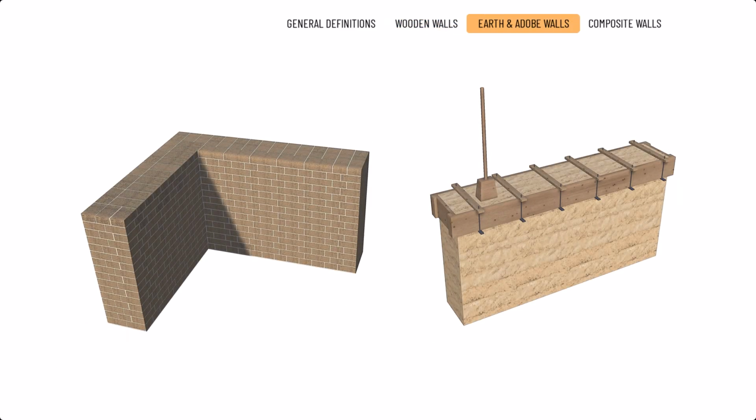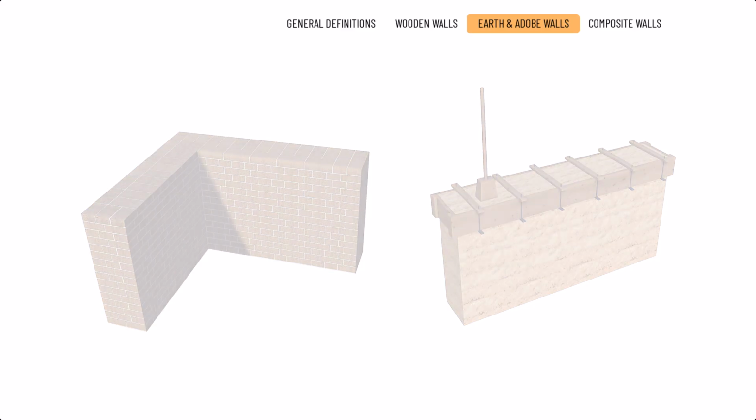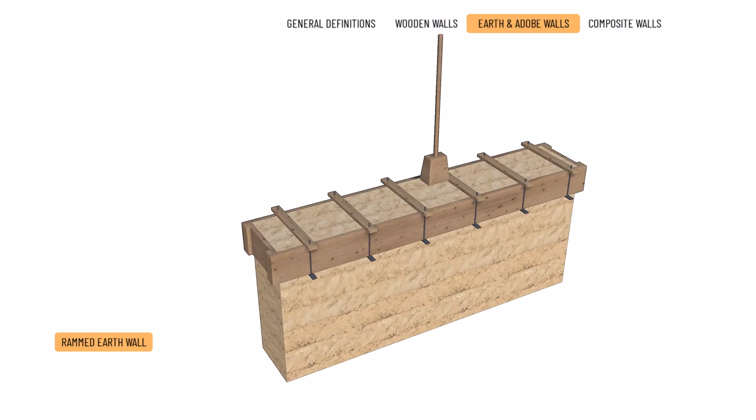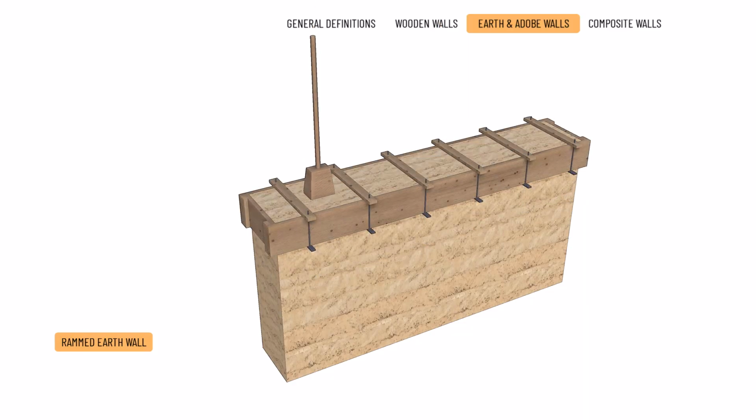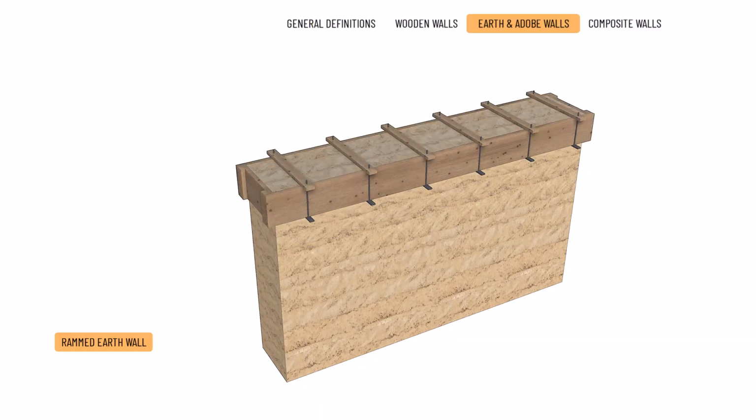Earth and adobe walls. Earth walls are also among the oldest man-made structures. The most commonly used technologies in traditional construction practices were the rammed earth wall, the cob wall, and the adobe block wall. During the construction of the rammed earth wall, the clay soil is compacted between formwork or moulding with a tamper and raised higher and higher in layers.